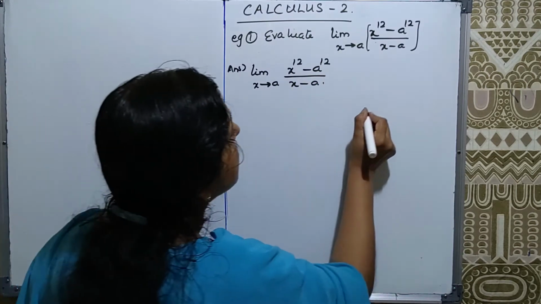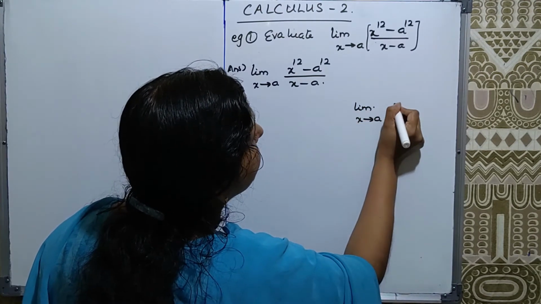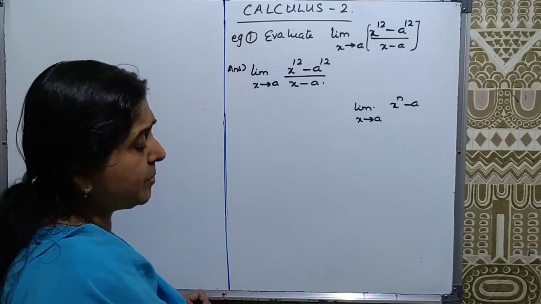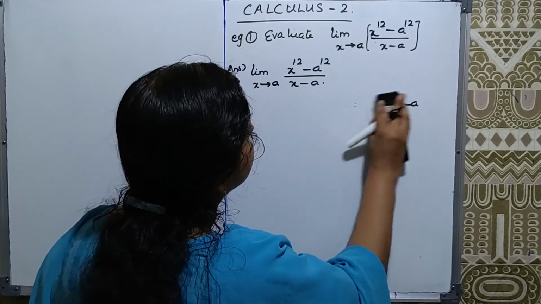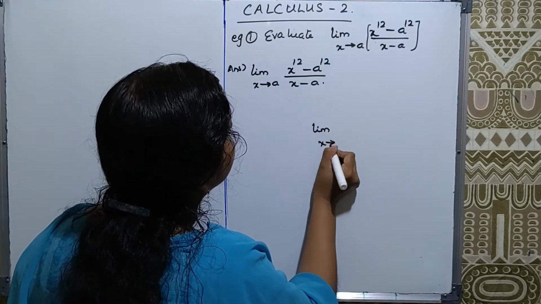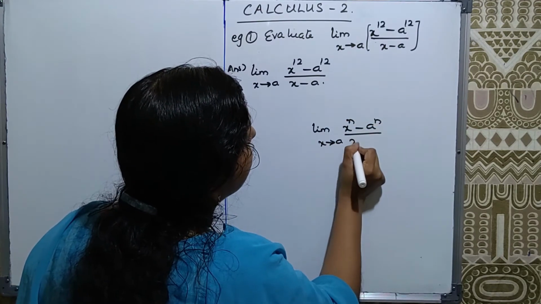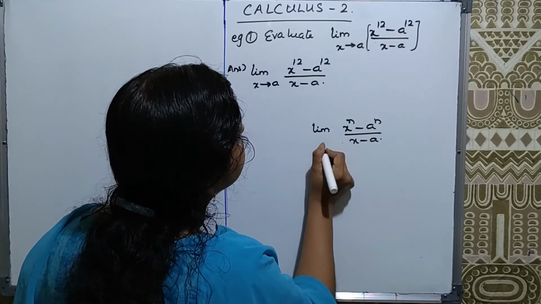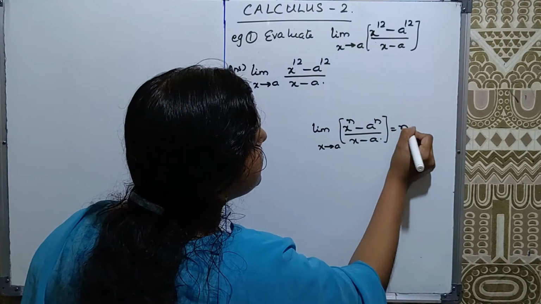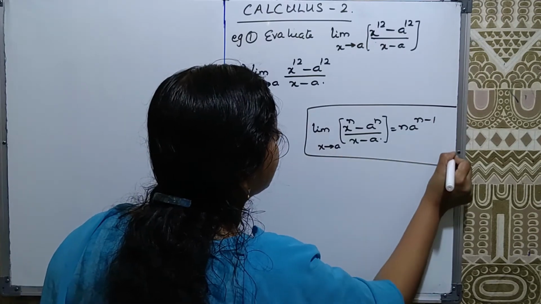Formula for that one is limit x tends to a, x raised to n minus a raised to n divided by x minus a is n a raised to n minus 1. That is the formula related to this topic.